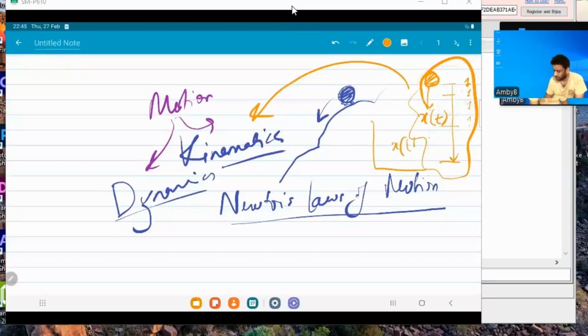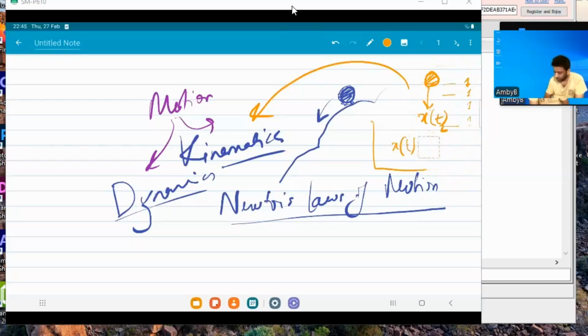X of t will be t squared. In 1 second it will move one unit. Then in 2 seconds it will move 2 squared, which is 4 units. So this is how it works. This is the kinematics part.